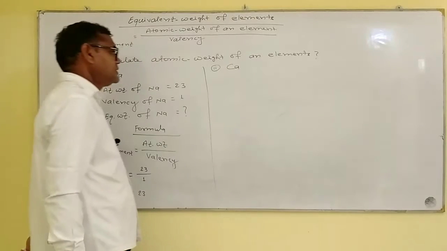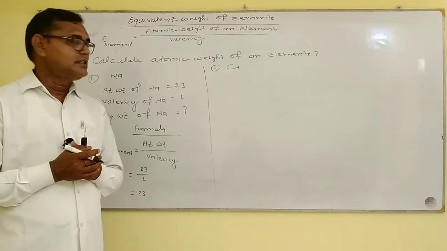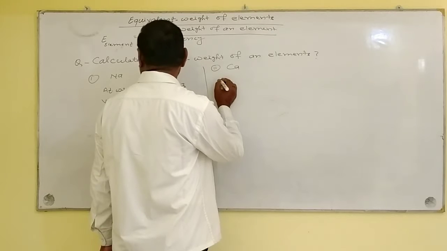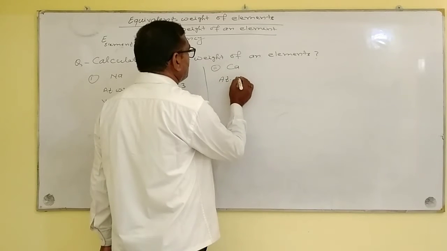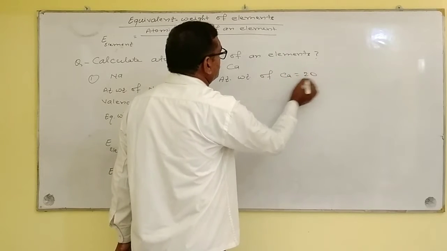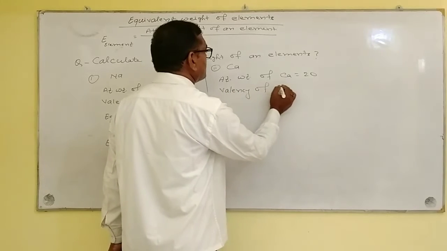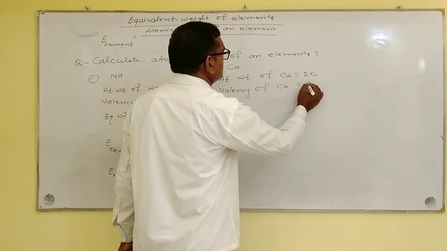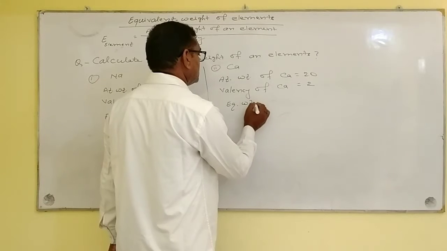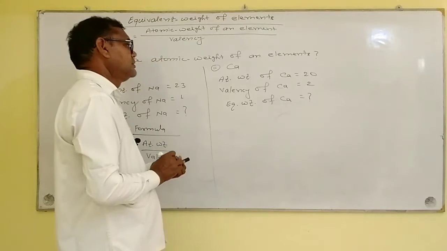Second question is calcium. First of all, we write atomic weight of calcium. Atomic weight of calcium is 20. Valency of calcium is 2. Equivalent weight of calcium is what?